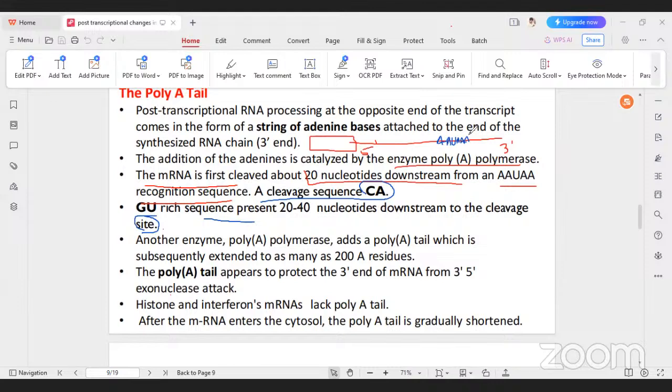After this, let's change color. CA present. This is the recognition site. After 20 to 40 nucleotides, somewhere here GU is also present. Guanine and uracil are also present, right?